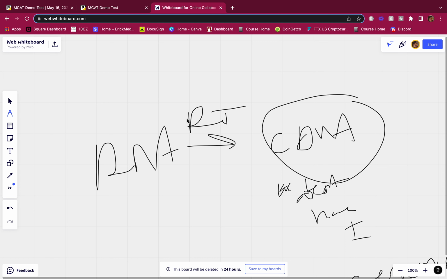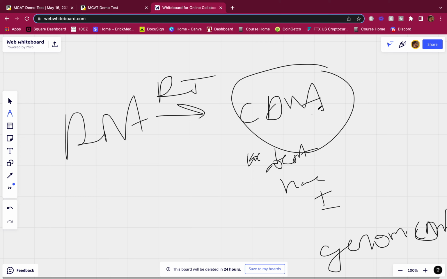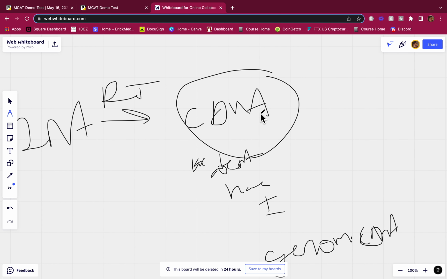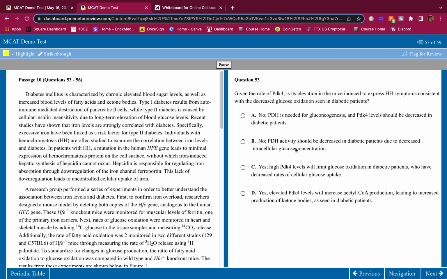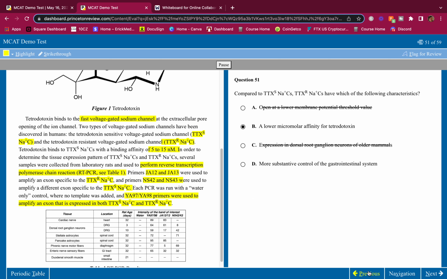You go RT, reverse transcriptase, you make it into cDNA. cDNA tells us a lot more. cDNA is way more specific and easier to analyze than a whole genomic DNA. So 1 and 3 is the correct answer. Answer is D here. And that's it, guys. That's exactly how you do it.